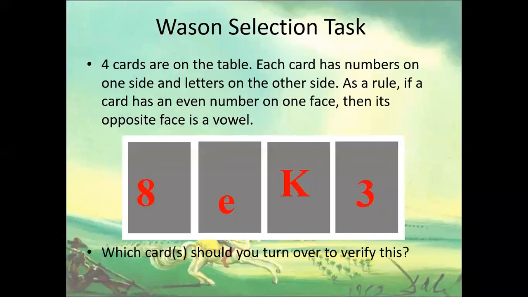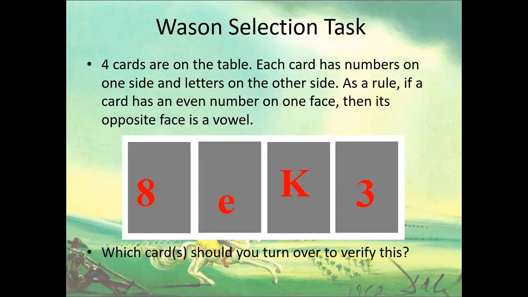If a card shows an even number on one face, then its opposite face is a vowel. The first and second. So the 8 and the E. That is the most common answer. That's what 80% of university students give. And it's the wrong answer.